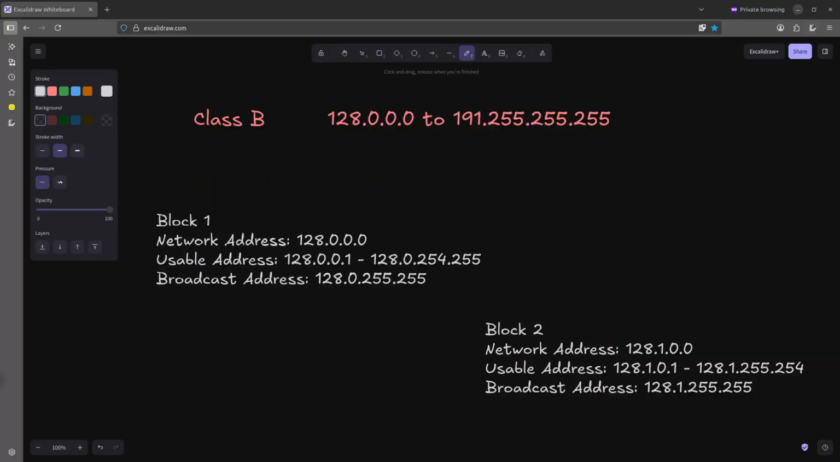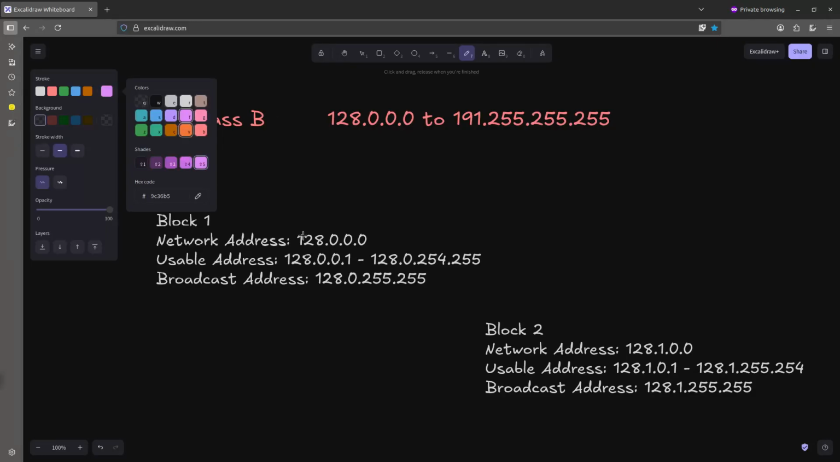I've isolated class B onto our screen, and let's zoom in. So class B started with 128.0.0.0 to 191.255.255.255. Let's take the first example block. The network address was 128.0.0.0. Usable addresses were 128.0.0.1 to 128.0.255.254, and the broadcast is 128.0.255.255.